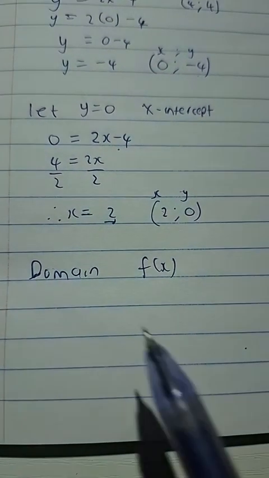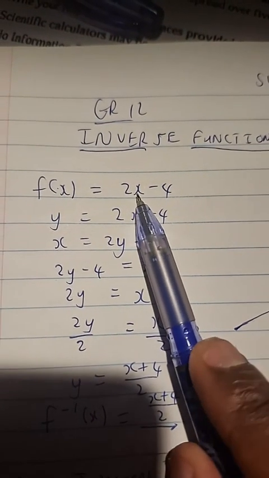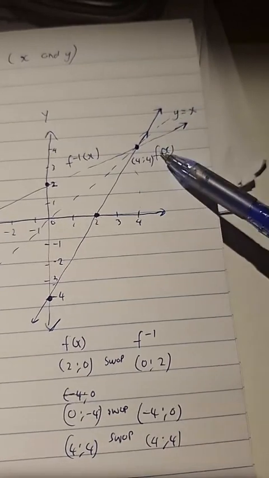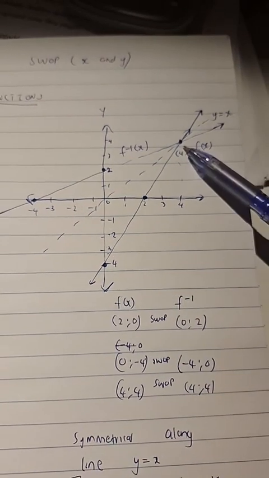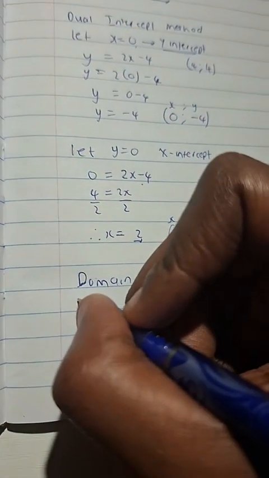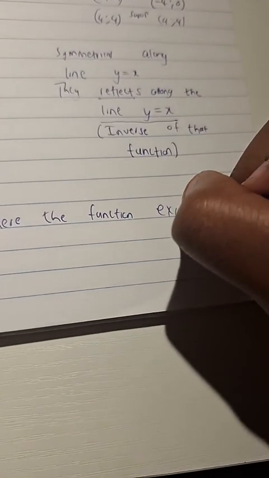Do we know what the domain of any straight line function is if it has no restriction? For instance, f of x is equal to 2x minus 4. We sketched this function. There it is here. If it's infinite in nature, what do we say is the domain? Do we still remember the definition of a domain? Domain simply means the possible x values where the function exists.